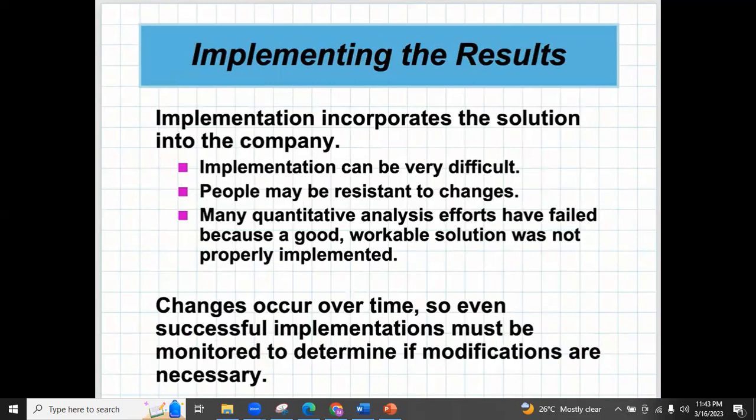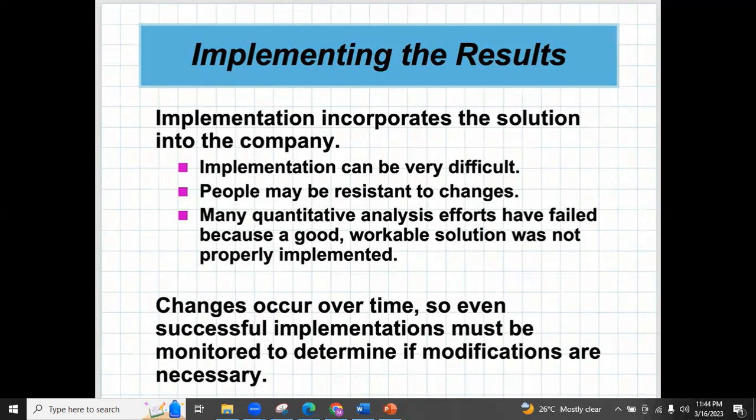And then implementing. Again, as referred to in the previous slide, implementation can be very difficult. The cave people are resistant to change. And as mentioned before, quantitative analysis efforts have failed because a good workable solution was not properly implemented. And that's really the job of management, to make sure that that's done. It could be a manager, it could be a director, it could be a VP, it could be the company president themselves, depending on how extensive the model is that you're trying to implement.